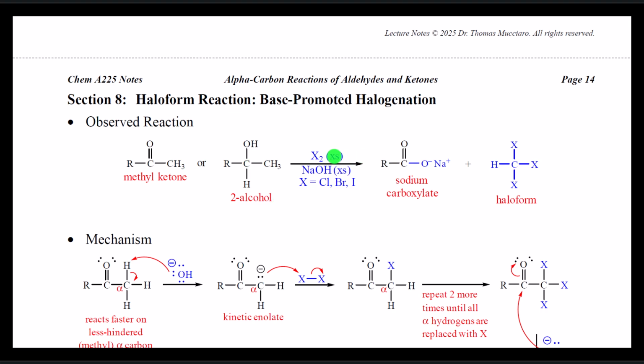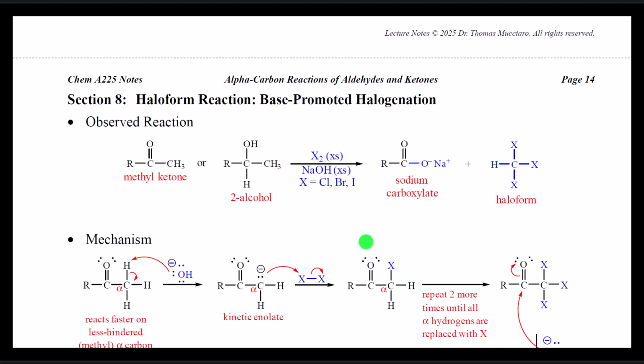We're going to use excess halogen. We're also going to use excess sodium hydroxide. In this reaction, the sodium hydroxide is not a catalyst. So that's why it's not base catalyzed. Instead, the hydroxide is consumed. However, it makes the reaction go much faster. So we call reactions like that promoted reactions.